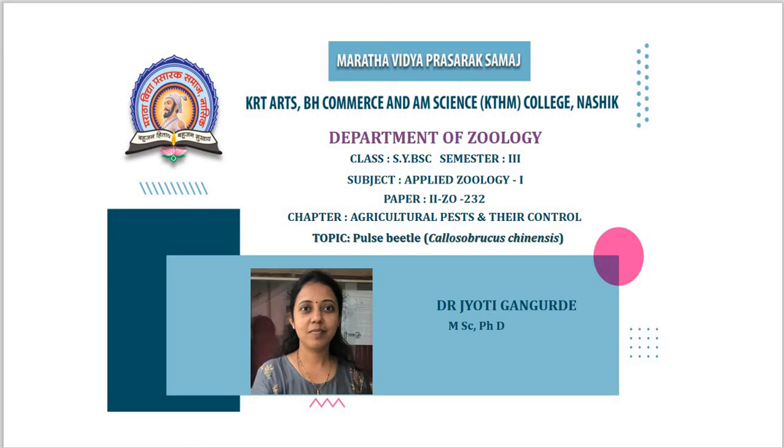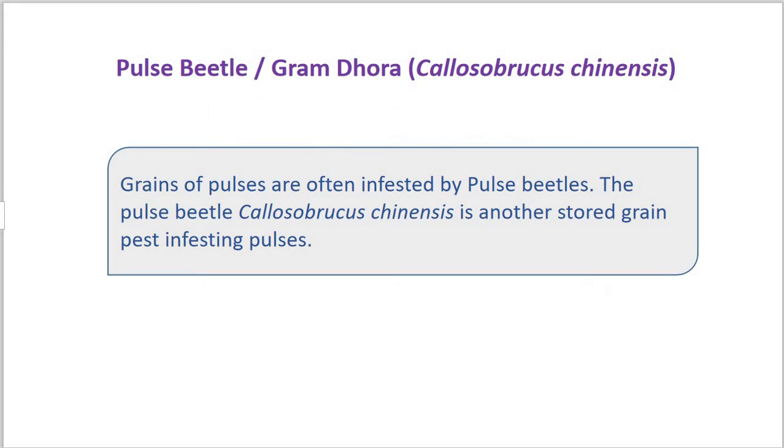Students, today we are going to be introduced to a new insect called beetle. Its scientific name is Callosobruchus chinensis. Now let us discuss the insect which is called beetle, also called gram dora, scientific name Callosobruchus chinensis.